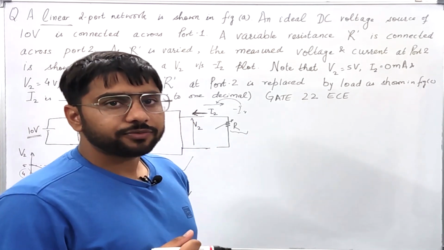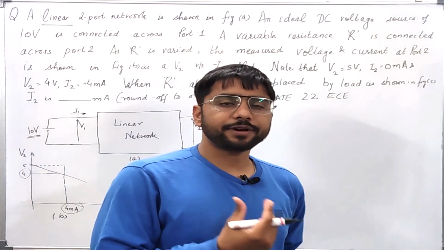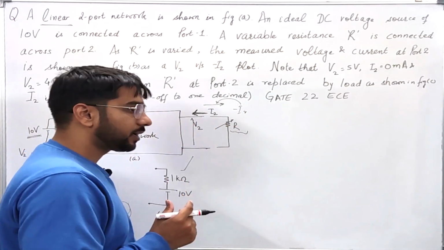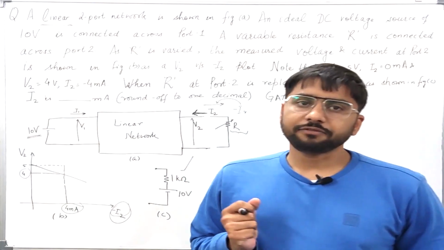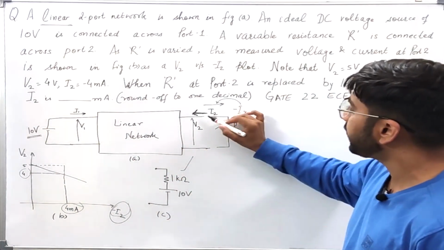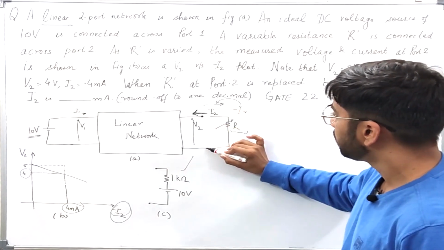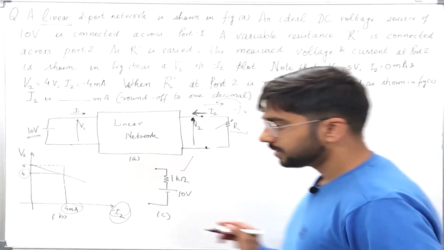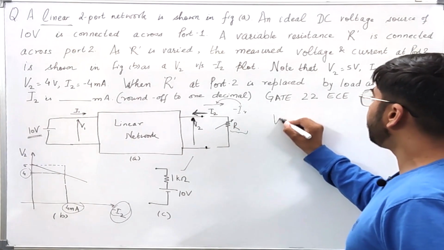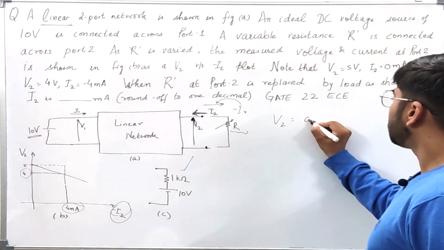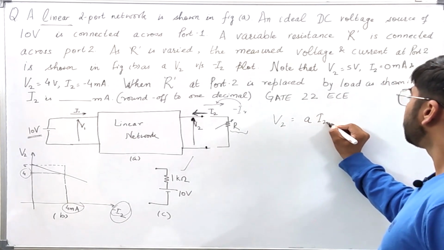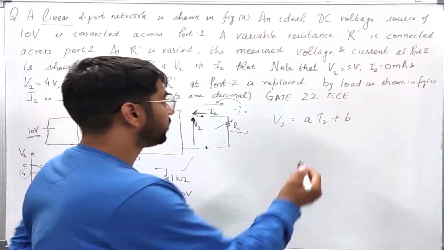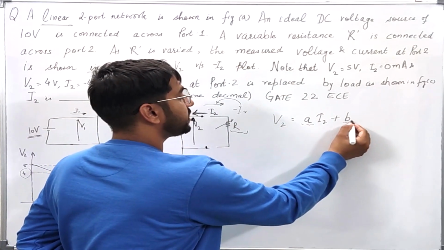However, instead of doing that, first we will see how to find the Thevenin equivalent resistance and the Thevenin equivalent voltage for this linear network. Since the network is linear, we can say that the voltage at these 2 points, this V2, can be represented by this equation, where V2 will be equal to A I2 plus B, where A is a constant and B is also a constant.